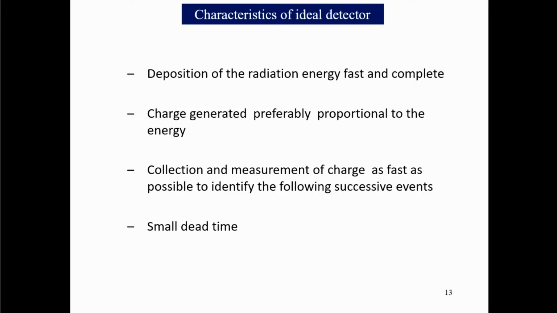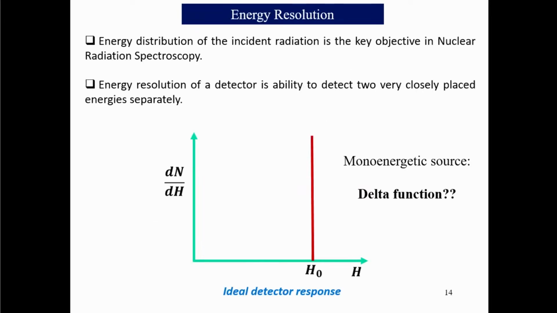Now, what are the characteristics of an ideal detector? The deposition of the radiation energy should be fast and complete, and the charge generated preferably proportional to the energy, and the collection and measurement of the charge should be as fast as possible to identify the following successive events, otherwise the dead time will increase. So, it should have small dead time. So, that is a good detector.